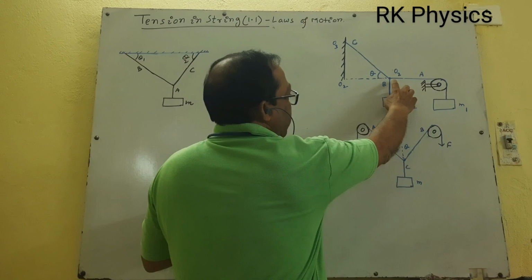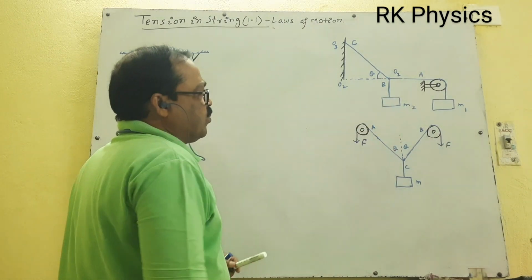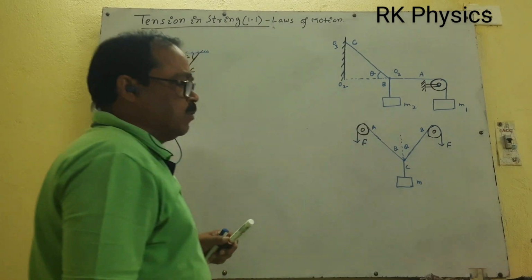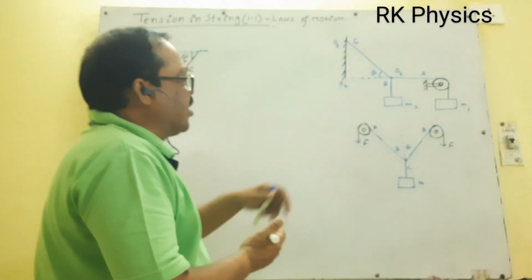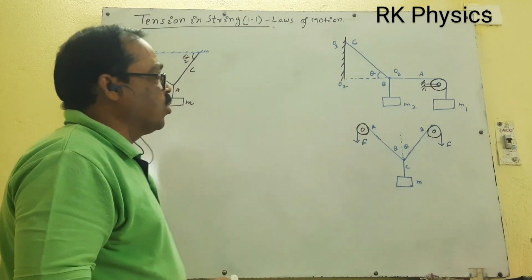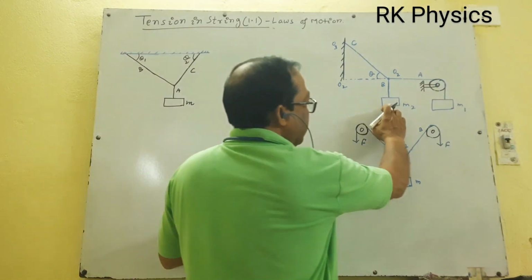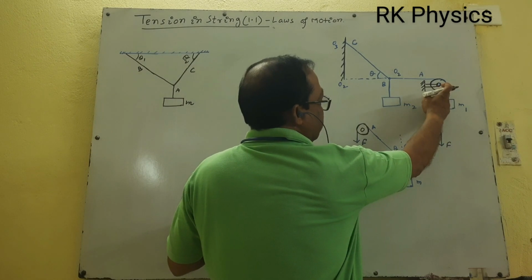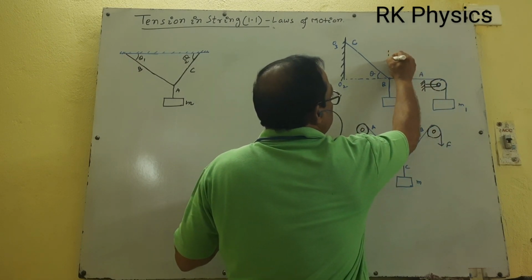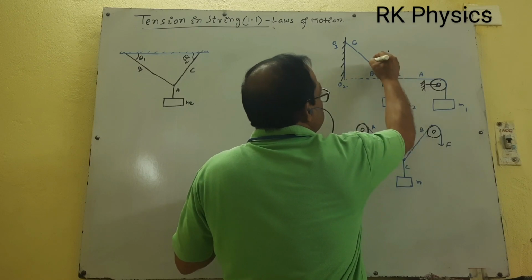Now here point O2 is in equilibrium. A is a string, B is a string, and C is a string. Theta is the angle between this horizontal and string C. M1 and M2 are masses. Here, this is a fixed pulley. If you consider point O2 to be in equilibrium, you resolve.